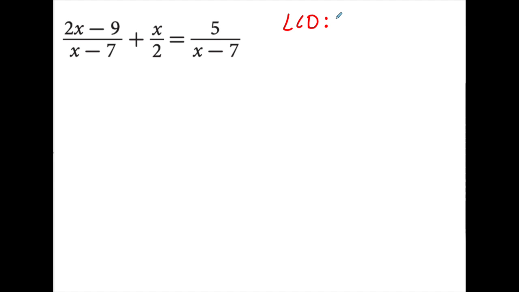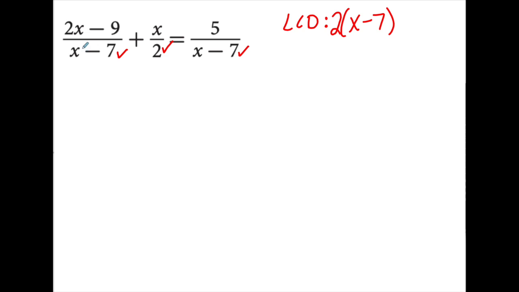So what I'm going to do is let's construct it. What ingredients are we going to need to make sure everything cancels? So we're going to need an x minus 7. That will take care of this and this. And then we're going to need a 2 because it will take care of this. So that's what I'm going to come through and multiply by.